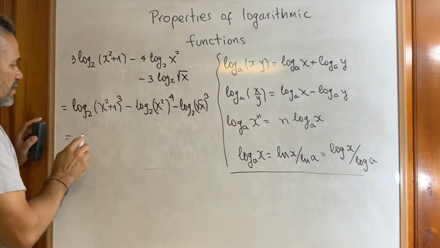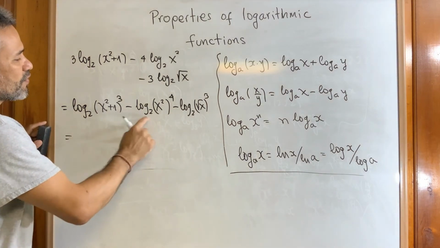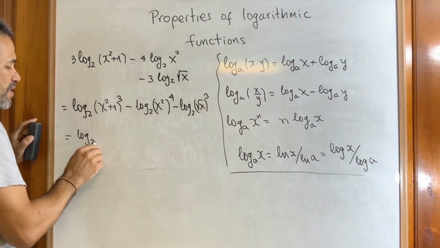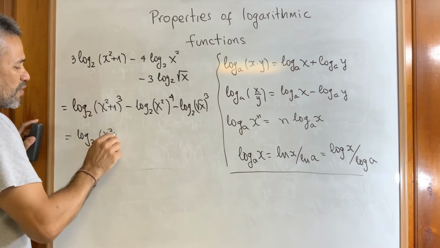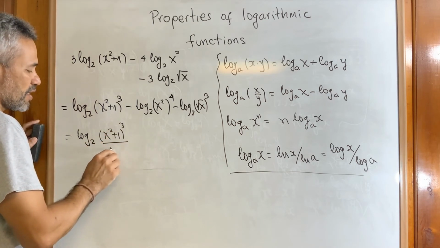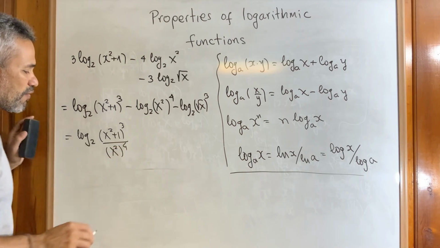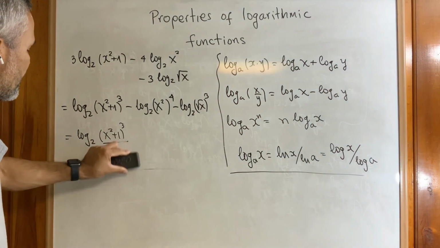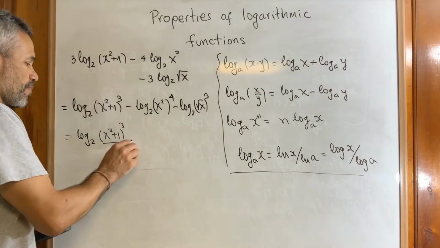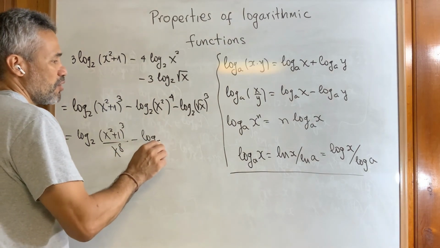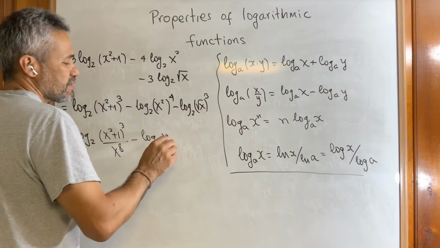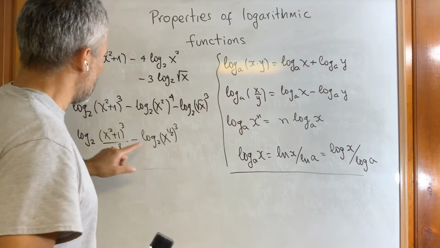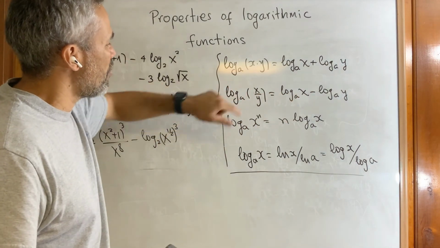And here we could do these two first, and use this property. And then this is log in base 2 of x squared plus 1 to the 3 over x squared to the power of 4. But x squared to the power of 4 is the same as x to the 8th, minus log in base 2 of x to the 1/2 to the power of 3. Now let's use this property. We have a difference, and then we can write it as log of a quotient.